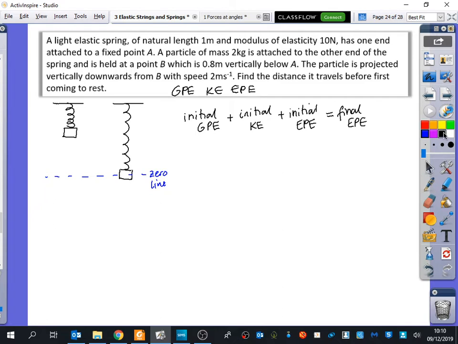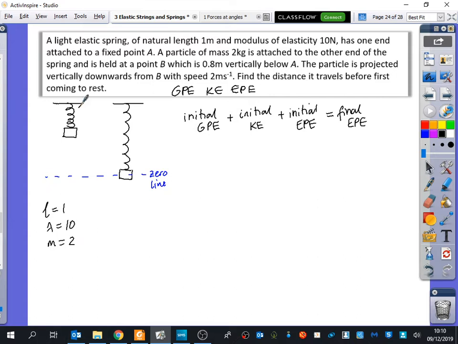Now, this is the stage where I would just be really, really careful, because if you get this first line right, you've got the whole thing completely correct. So the initial gravitational potential energy, well, we need to think about what it's being compressed and what we think it's going to be extending, okay? So to begin with, I should have extracted this information. We've got that the natural length is 1, modulus of elasticity is 10, and the mass is 2. And it's starting at 0.8 meters vertically below A.